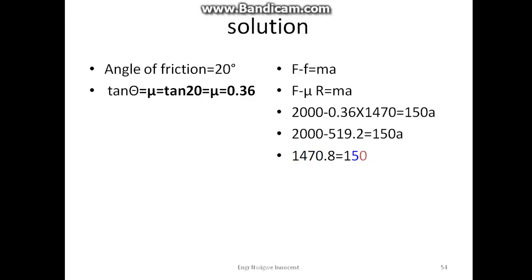Then if we subtract the values, we now have 1470.8 is equal to 150A. Therefore, making A the subject of the formula, we now have 1470.8 over 150. A will now give us 9.8 meters per second squared.